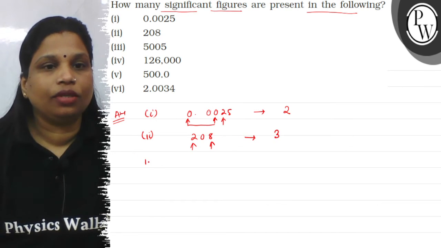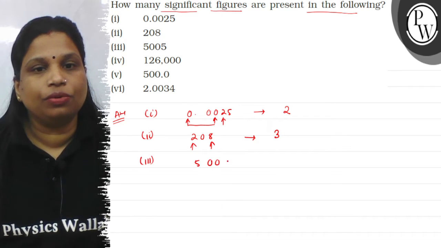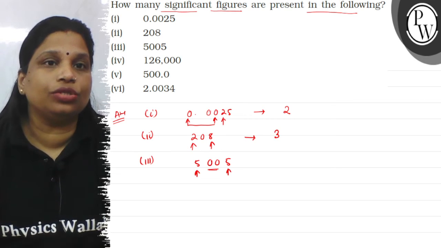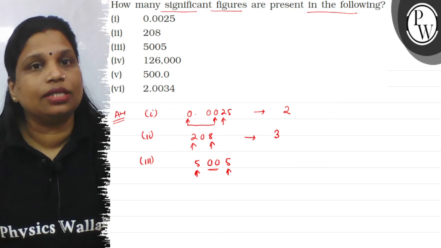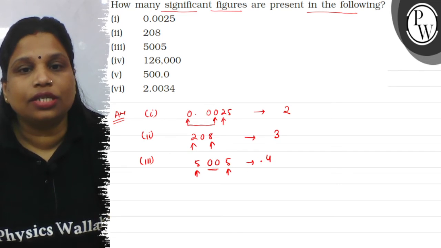In the third case it is 5, 0, 0, 5. This is the first non-zero digit, and zeros are present between the first and last non-zero digits, so they will be included in the significant figures. Therefore here it is 1, 2, 3, 4 significant figures.